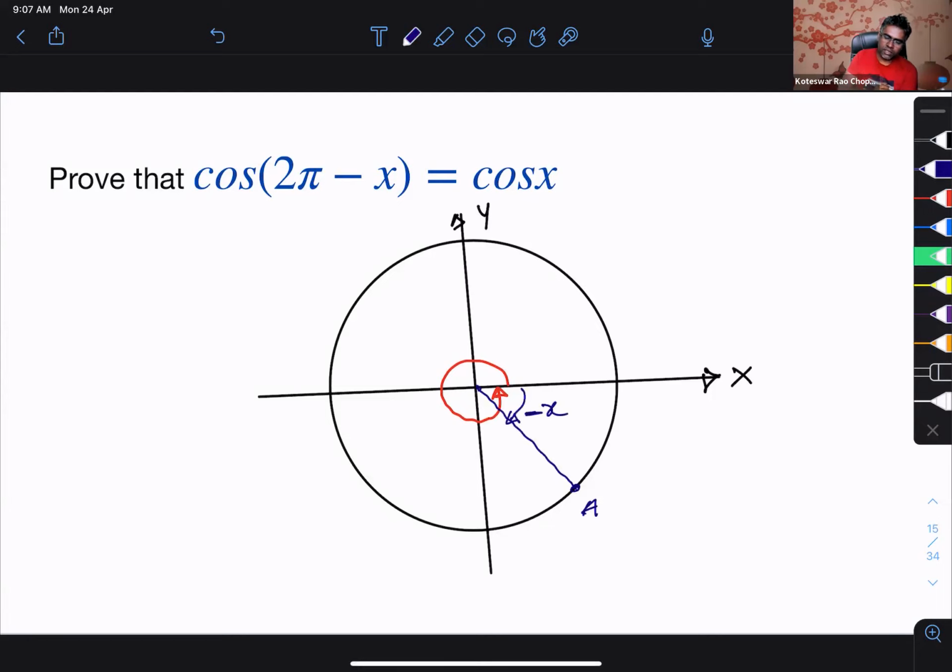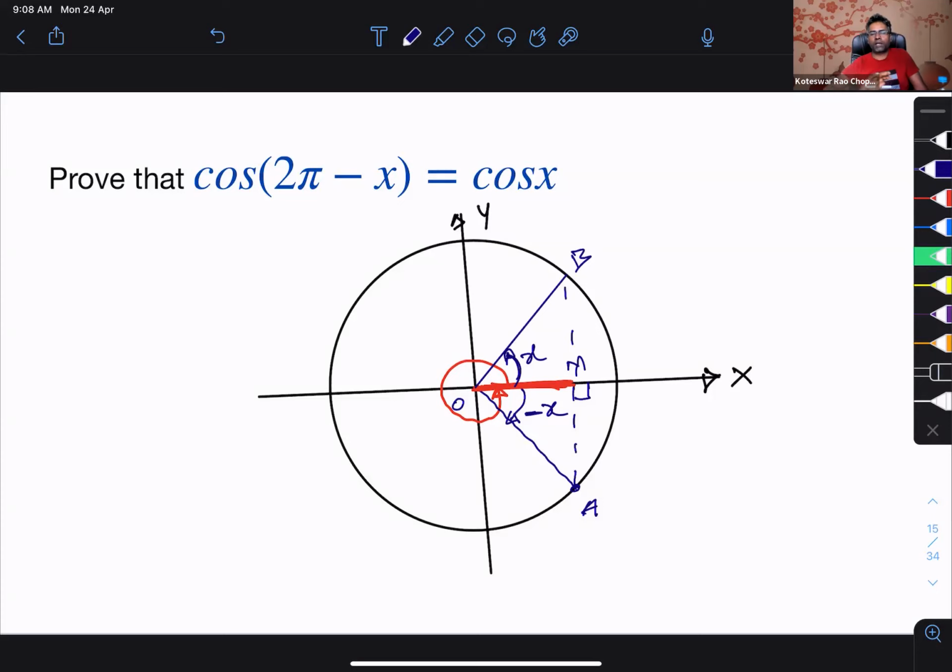Now you can clearly see that if you drop a perpendicular from A, then cos of 2 pi minus x is this distance OM. And the same thing can be obtained if I have an angle in the first quadrant. Let's say B, and then drop a perpendicular. We have seen that this is plus x. And then you will get cos x and cos of minus x. And again, we have seen this, right?